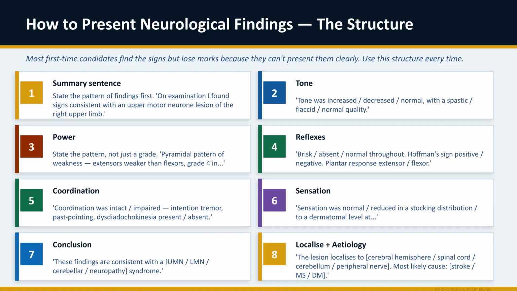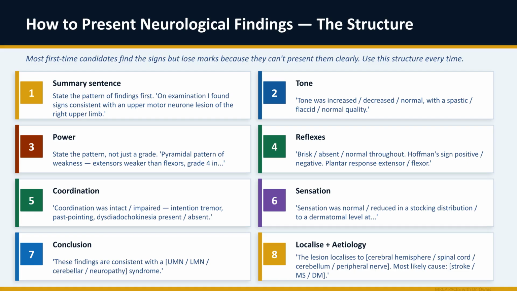In summary, these findings are consistent with an upper motor neuron lesion affecting the right upper limb. Given the unilateral involvement with ipsilateral signs, this is most likely a central lesion. The most likely differentials would be a previous cerebrovascular accident, a stroke, or space-occupying lesion. That is the structure. Summary. Findings in order. Conclusion. Localization. Aetiology. Do not mix these up.